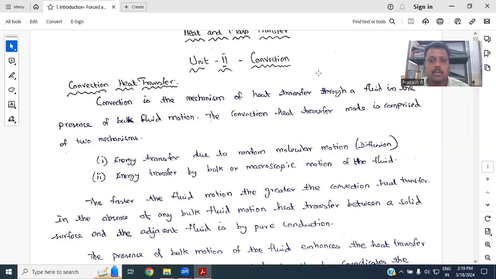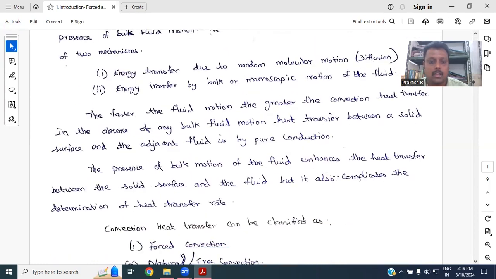Today, let us see about a topic called convection in the heat and mass transfer course. In general, convection is a mechanism of heat transfer through a fluid in the presence of bulk fluid motion. Convection heat transfer is made up of two mechanisms. One is energy transfer due to random molecular motion, that is diffusion, and the second is energy transfer by a bulk or macroscopic motion of the fluid.